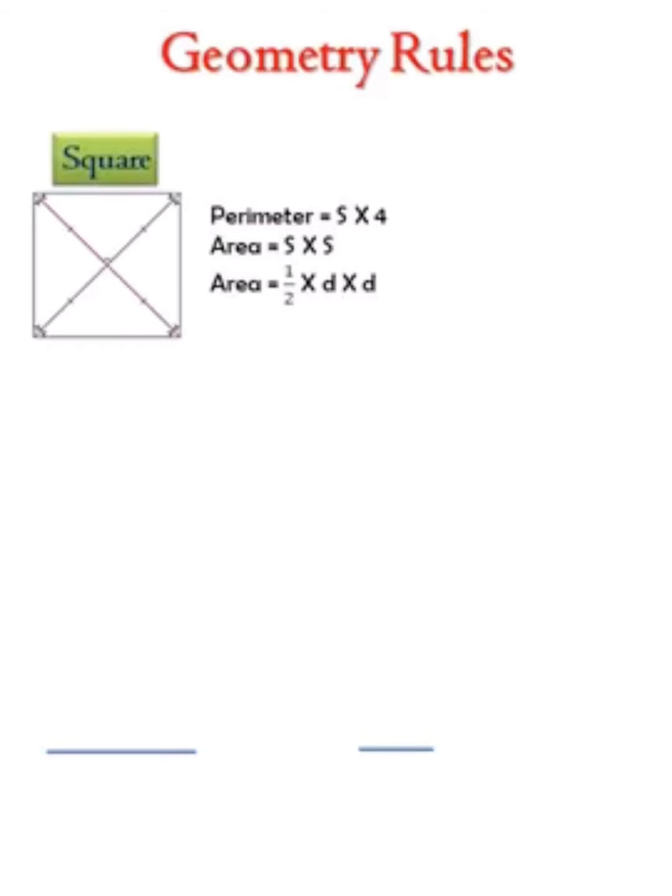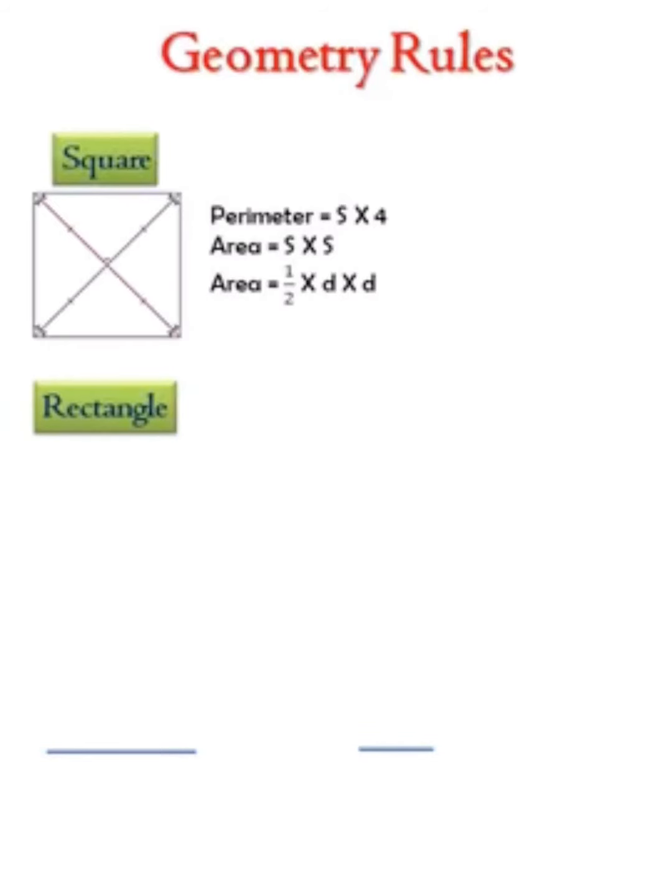Area of a square, there are 2 rules: area according to the side length and area according to the length of the diagonal. Area according to the side: side by side. Area according to the diagonals: half by d by d, half by the length of the diagonal by the length of the diagonal.